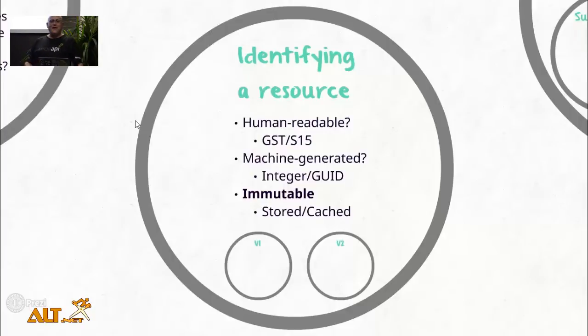Or do you go for something more machine generated, like an integer, like your database ID? But you may not want to expose your database ID directly, so you may go for a GUID or something else. But one thing you need to make sure of is that it's immutable, so that people can store it and cache it and whatever else.